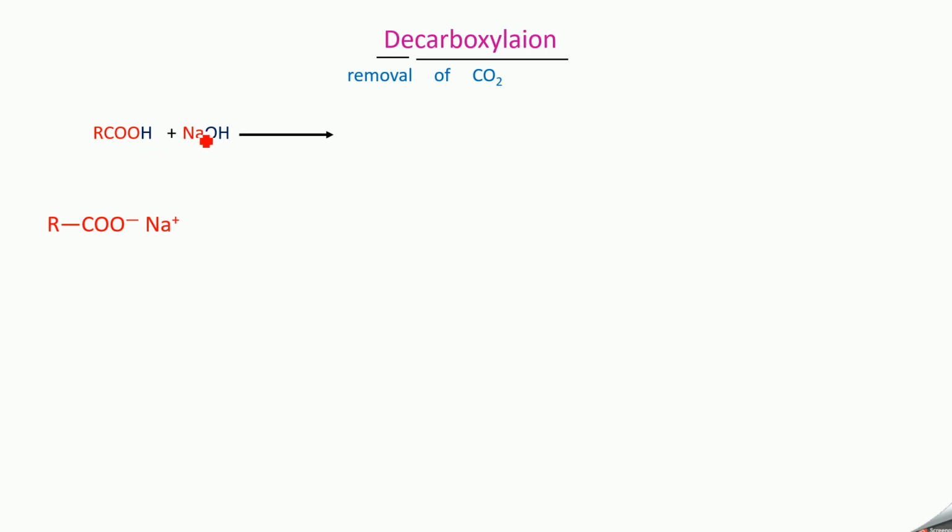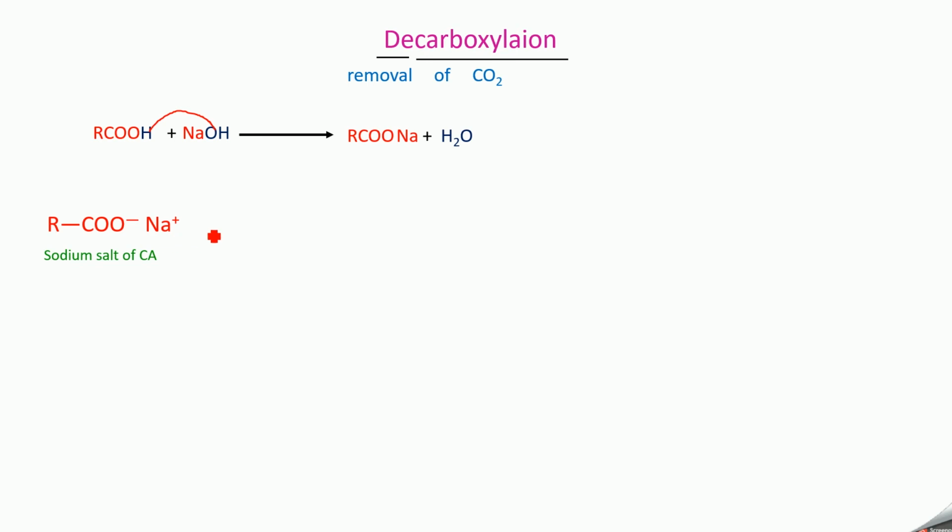So this is an acid and this is a base. So there is a removal of water. H and OH will combine to form water, and the remaining is RCOONa. So you are getting RCOONa and water. This hydrogen and this OH combine to form water. The remaining is the salt RCOONa, the sodium salt of the carboxylic acid.